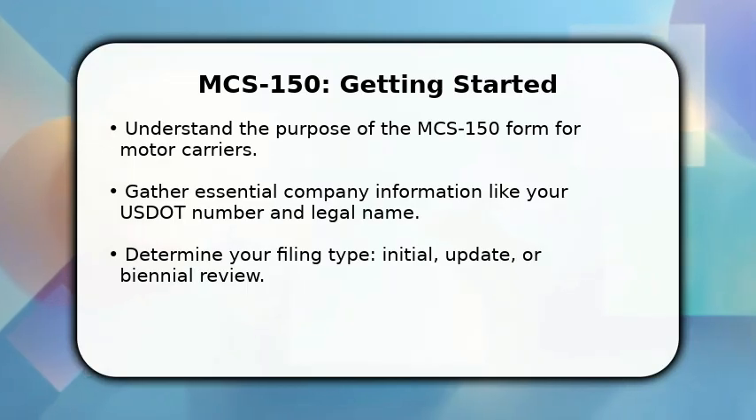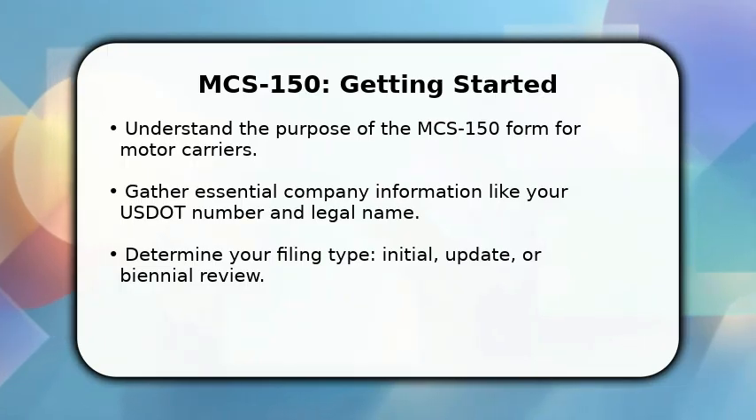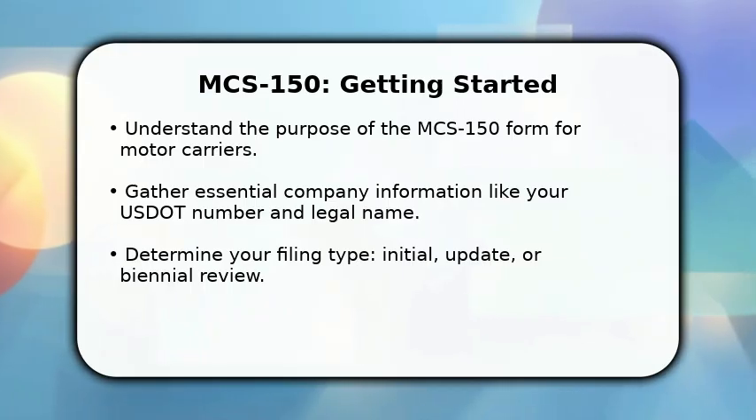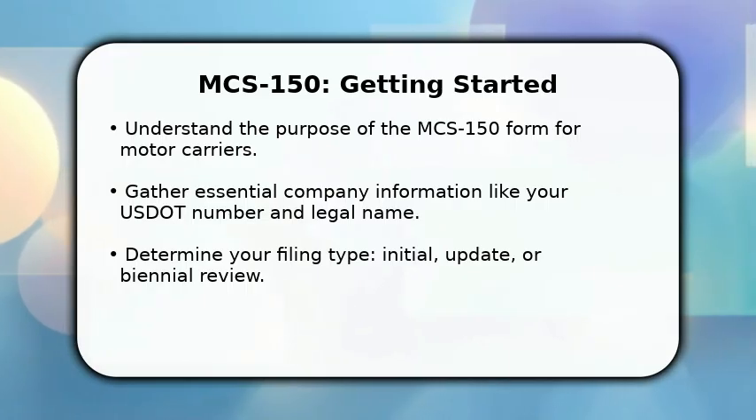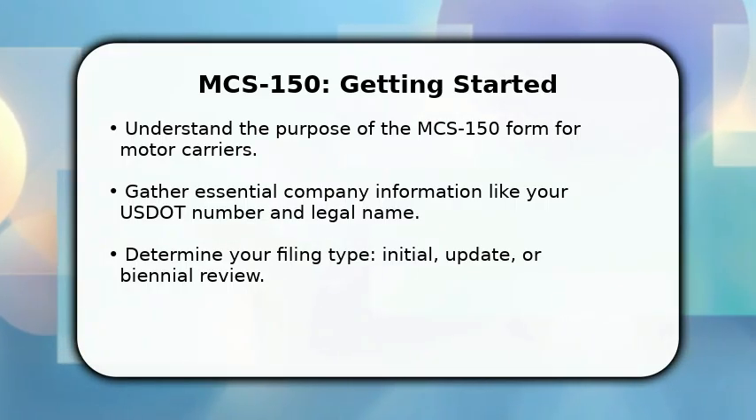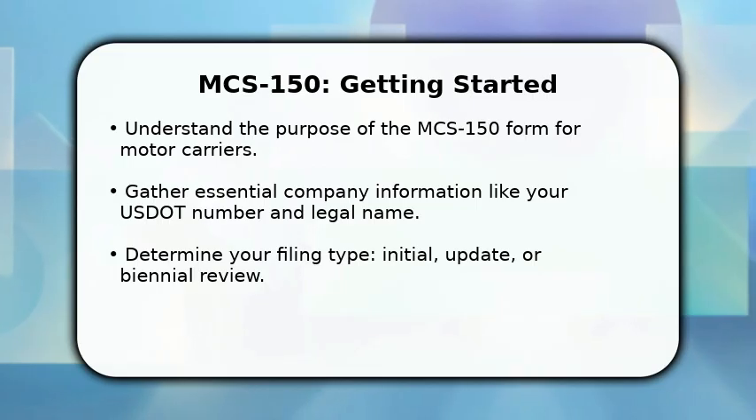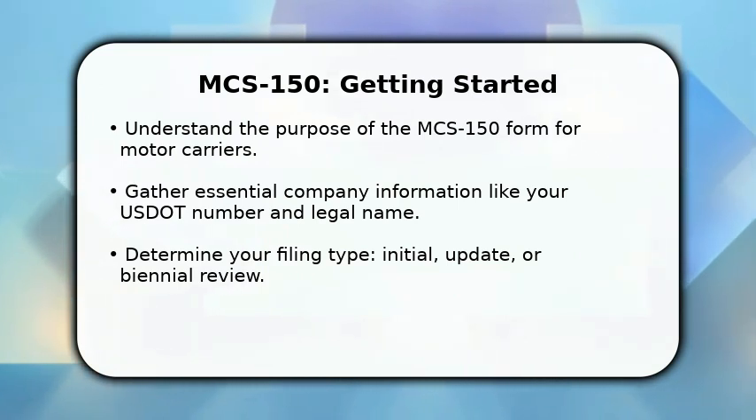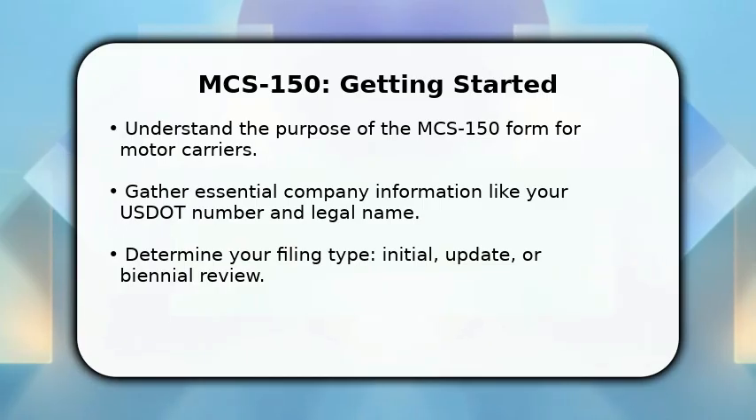Enjoy the video. In this video, I will explain how to fill out the MCS-150 form step by step. First, ensure you understand its purpose for motor carriers operating in interstate commerce. You'll need to gather your company's US DOT number, legal name, and principal place of business. Next, identify your filing type, whether it's an initial registration, an update to existing information, or your required biennial review. This initial preparation saves significant time later in the process.